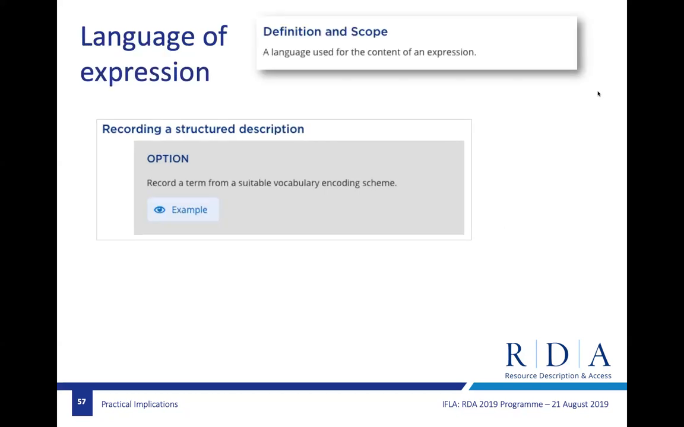Language of expression is a language used for the content of an expression. I will be using a structured description here and recording a term from a suitable vocabulary encoding scheme. In this particular case, I went to ISO 639-2, where they've got three-letter codes and two-letter codes, and one column is English name of language. And I thought that's really what I want to use here because I want to spell out the word English in this case. So that is what I decided was my suitable vocabulary encoding scheme and the result.